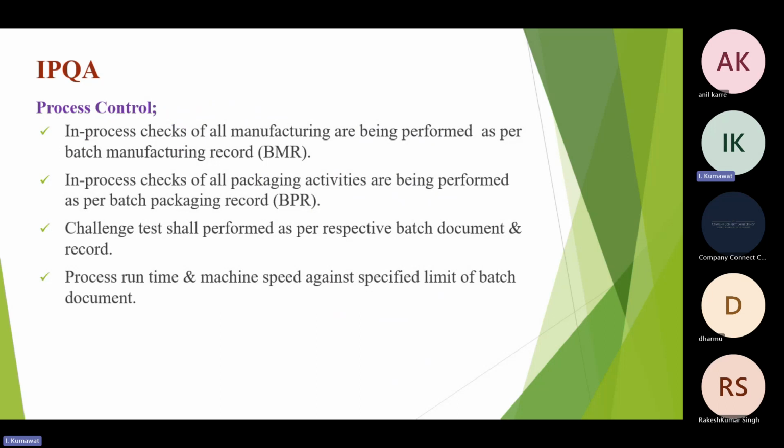Then process controls also include in-process checks of all manufacturing, which are recorded as per the batch manufacturing record and batch packaging record. Challenge tests shall be performed as per the respective batch documents and the same we have to record. Process runtime and machine speed against the specified limit of the batch documents, all those things come under process controls. If sometimes the interviewer asks about process control during manufacturing, at that time we can say that we have the challenge test frequency, we have the recording provision, we have the validated machine speed limit with predefined parameters.